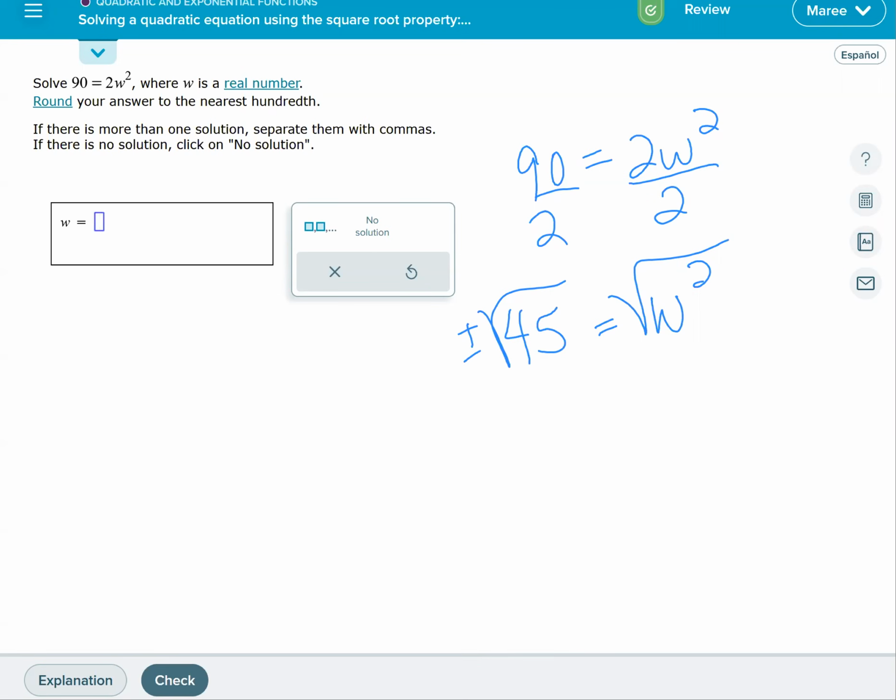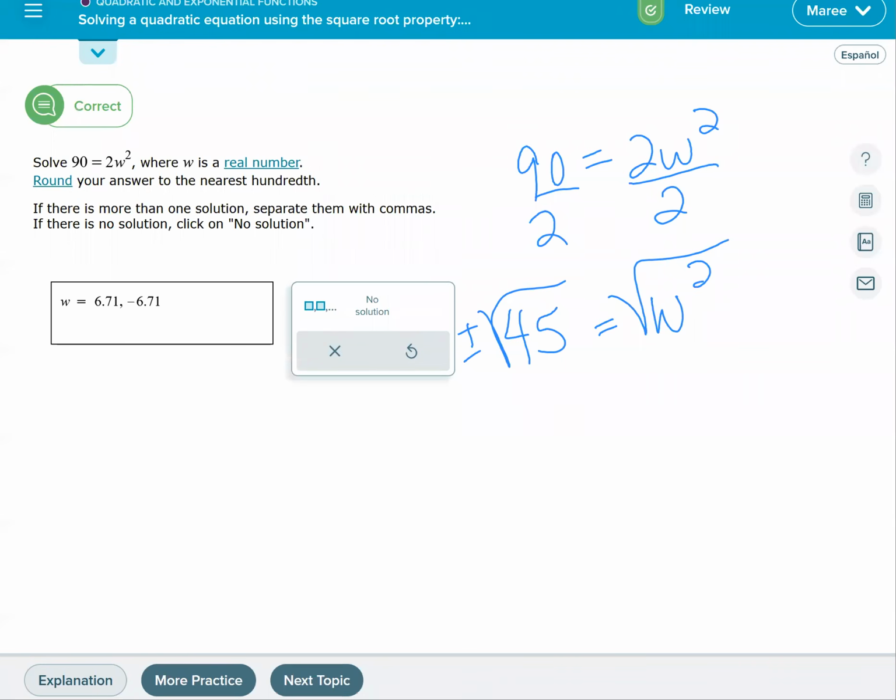6.71. And then we'll include the negative 6.71. And that's the end of the lesson.